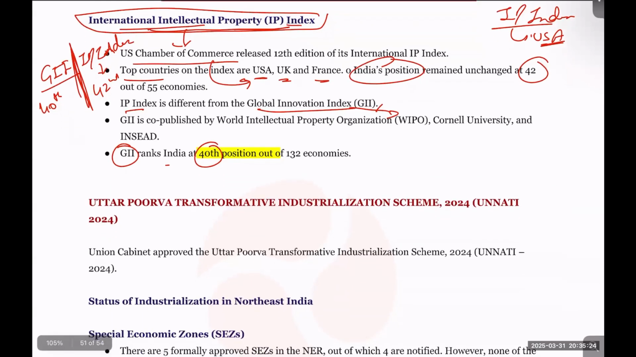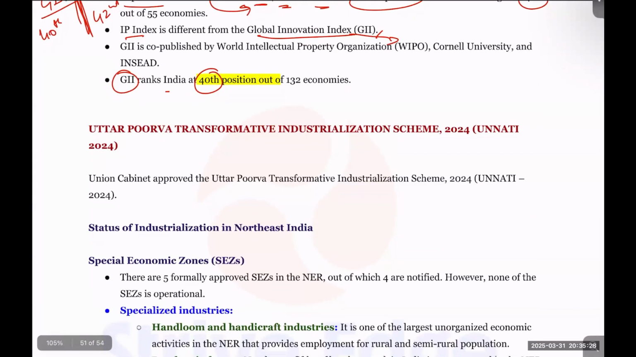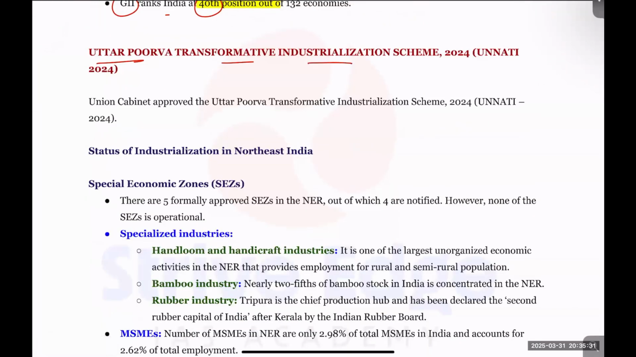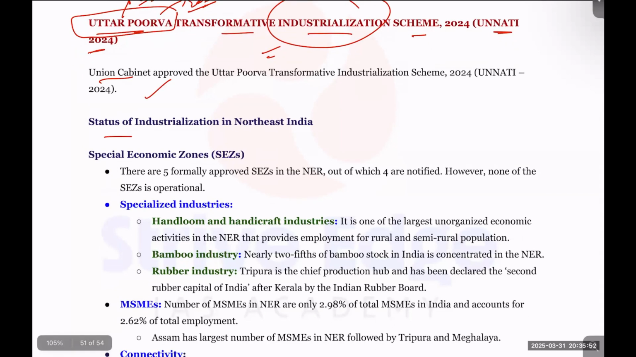Right? Okay. Now moving to the next topic, Uttar Purv Transformative Industrialization Scheme, Unnati Scheme of 2024. So Uttar Purv, what does Uttar Purv mean? Uttar is north and Purv means east. So in the northeast region, this scheme will be implemented for transformation of industrialization. The Union Cabinet has approved this scheme for industrialization in Northeast India.